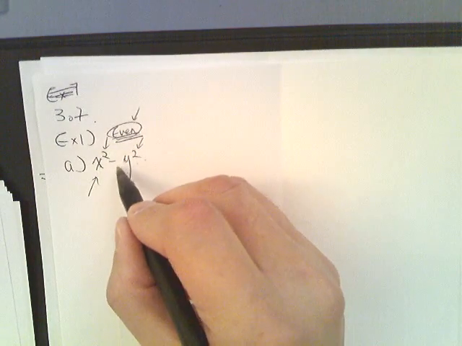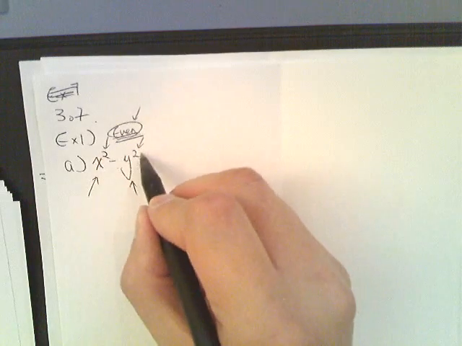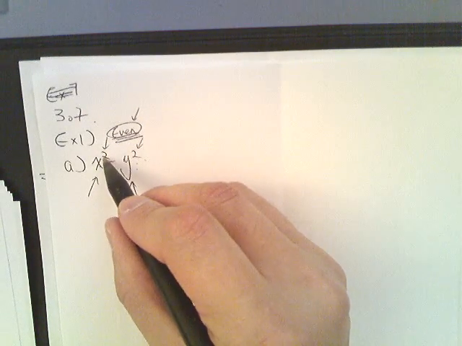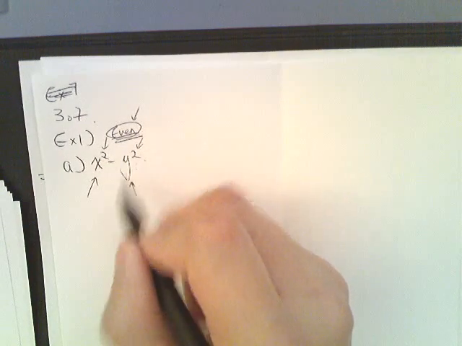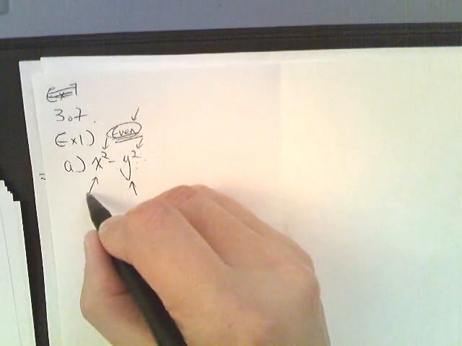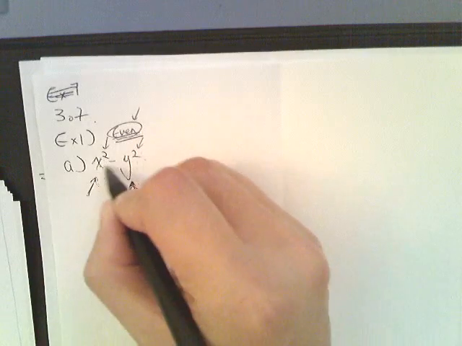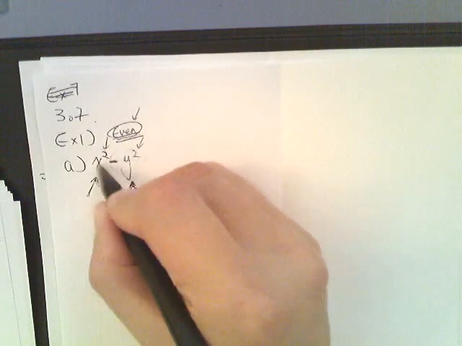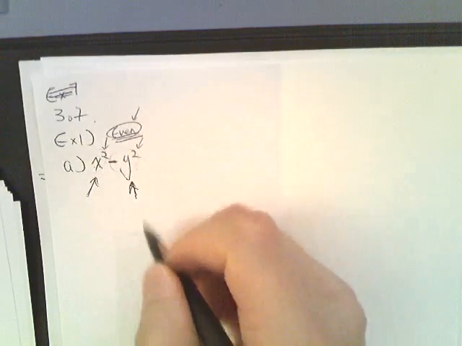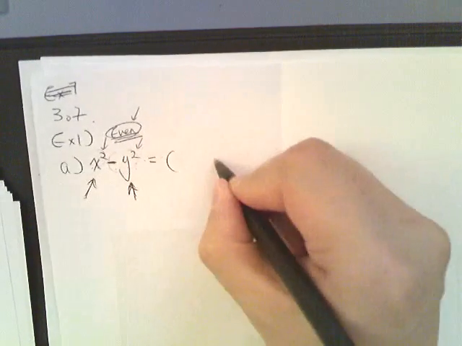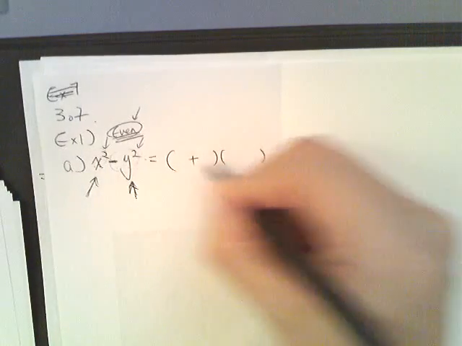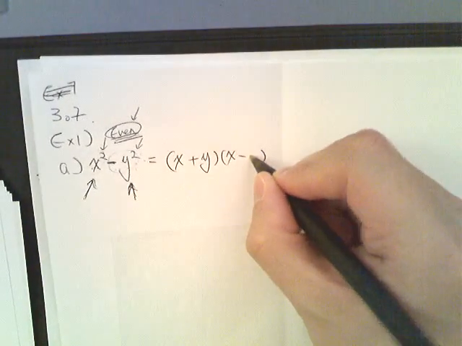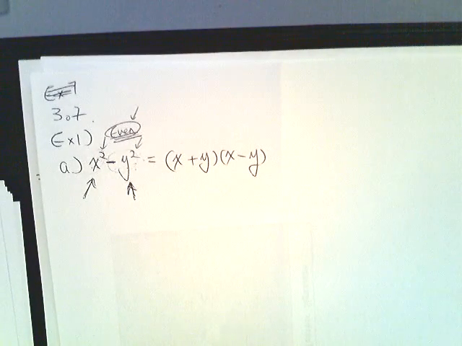X squared minus y squared, as long as you have the even power, even number power, 4, 6, or 8, or 10. If it is even power, you can do the difference of squares as long as you have two terms with a negative in between, or different signs for the two terms, positive x squared, negative y squared. So in this case, put two brackets around, plus minus, then square root of the first one, square root of the second one, square root of the first one, square root of the second one.